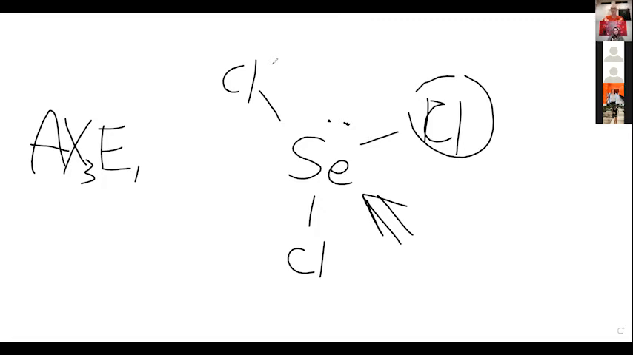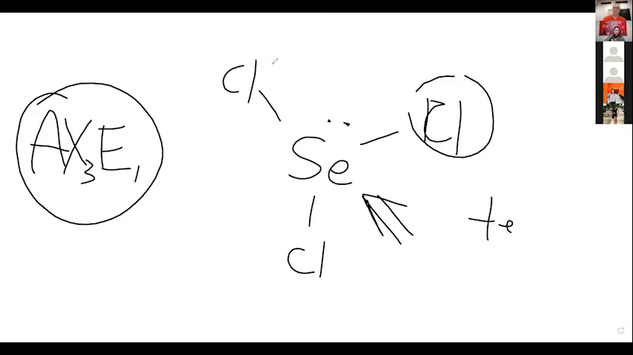So then take out your sheet. Hopefully you've printed out your sheet or have it on your phone or something, the one that I put in Canvas that has all of the shapes in it. And you just look up AX3E1. And what is that? Trigonal pyramidal. Yep. So that means it's tetrahedral in shape, but it's not a full tetrahedron. That means it's got 4 different spaces where there's electrons, but one of them is only a lone pair.